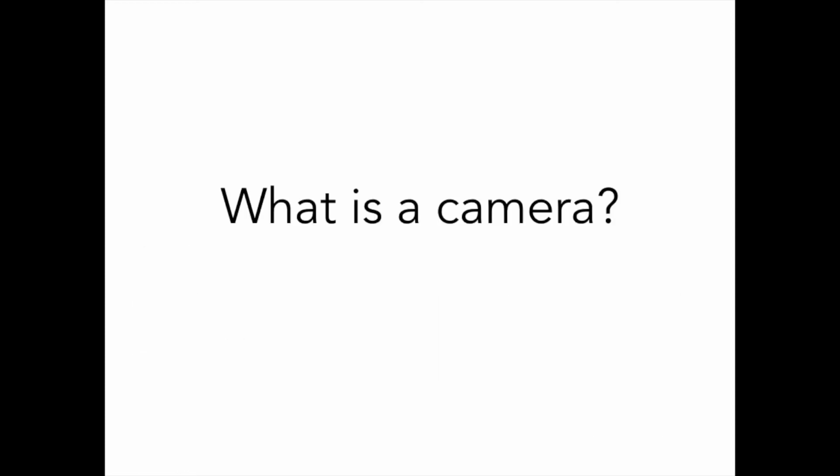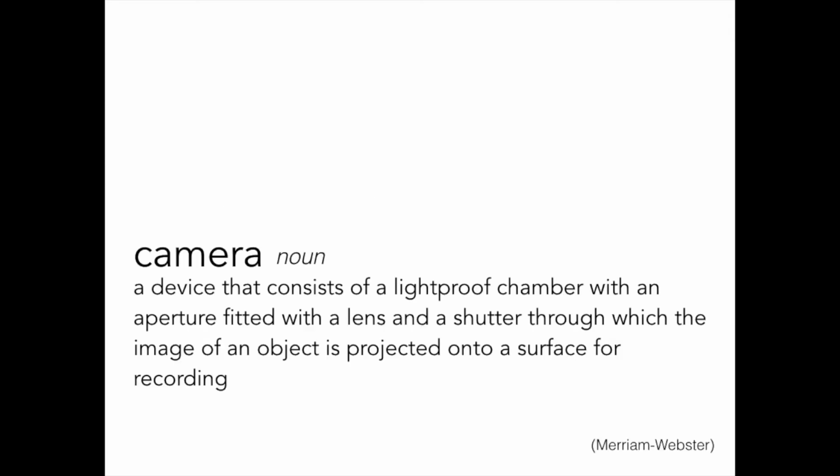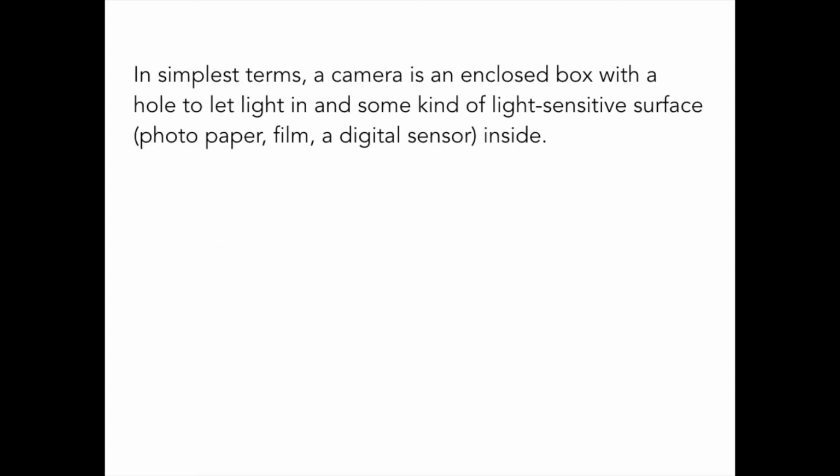What is a camera? A camera is a device that consists of a light-proof chamber with an aperture fitted with a lens and a shutter through which the image of an object is projected onto a surface for recording. In simplest terms, a camera is an enclosed box with a hole to let light in and some kind of light-sensitive surface, such as photo paper, film, or a digital sensor, inside.